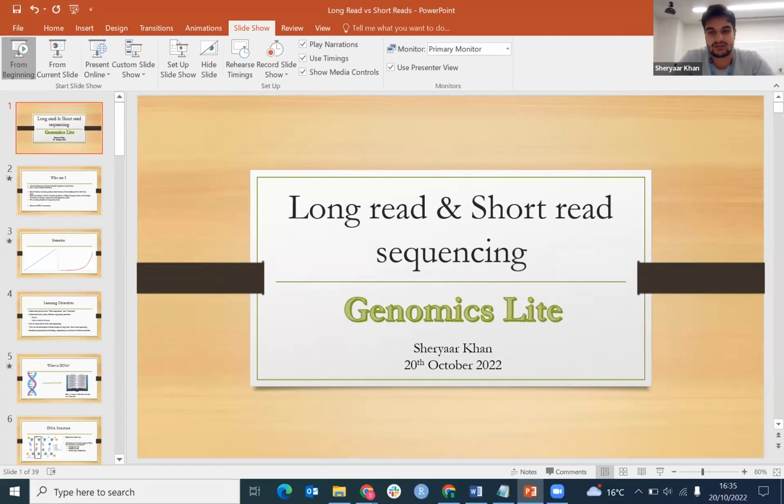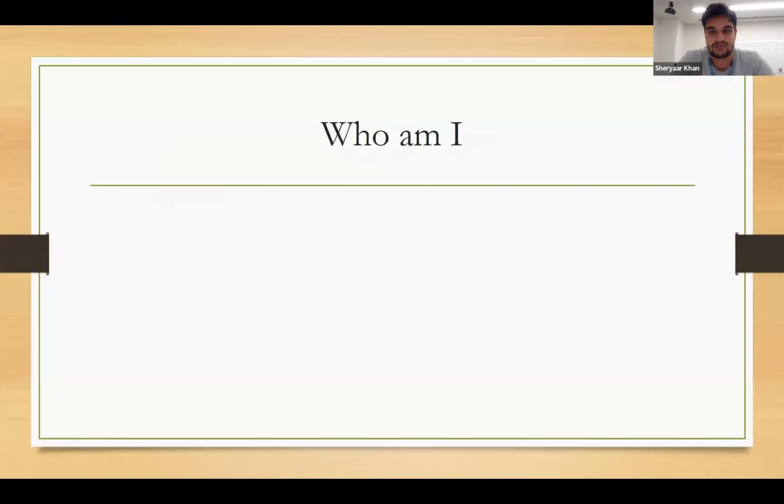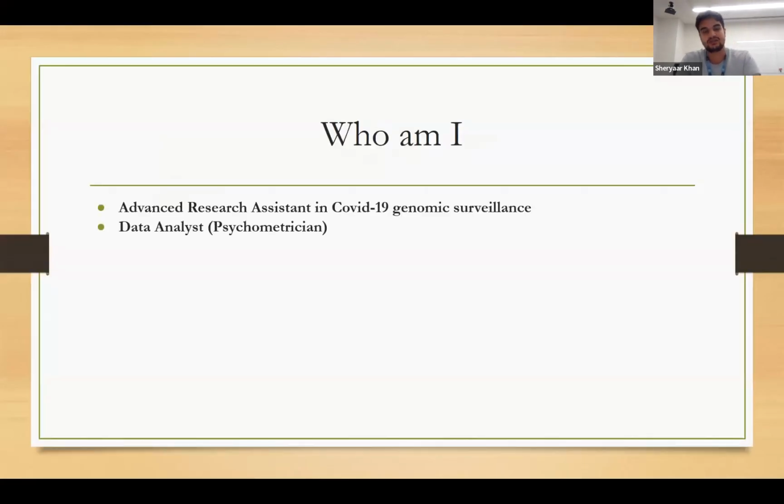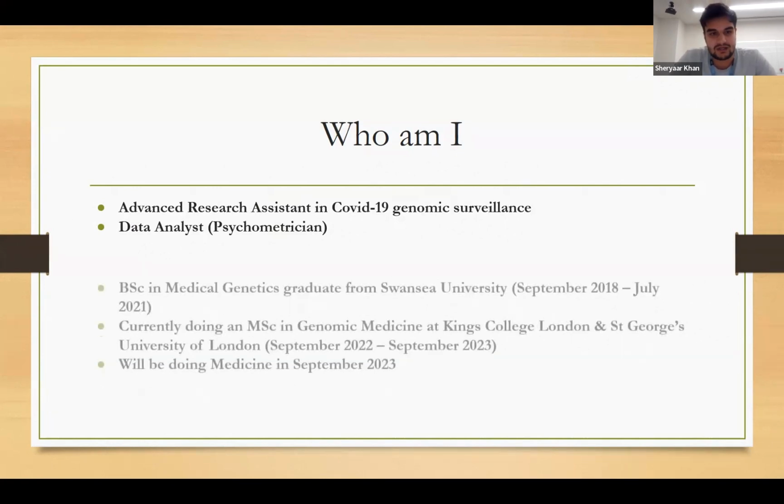So just to begin, who am I? As I said, I'm an advanced research assistant in COVID-19 genomics surveillance. What we do is monitor the strains of COVID and report that back to the government. I also do data analysis, not very fun, but the official title is psychometrician. So I'm working mainly with databases and data points.